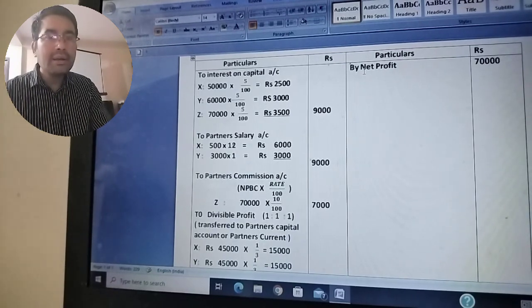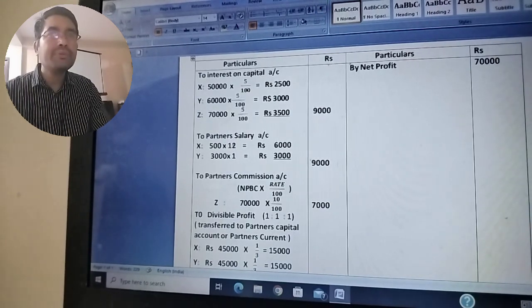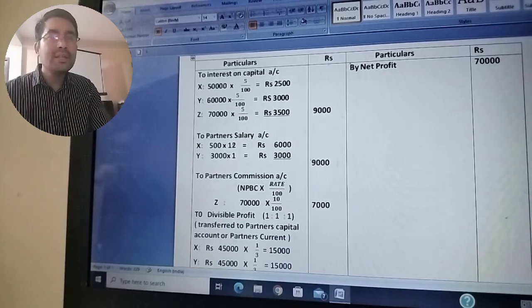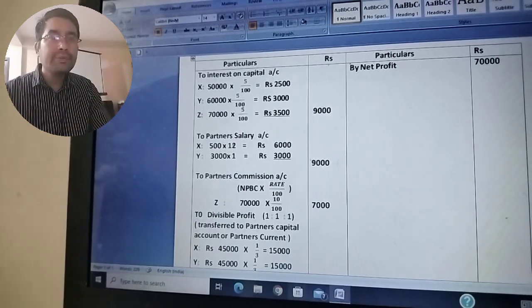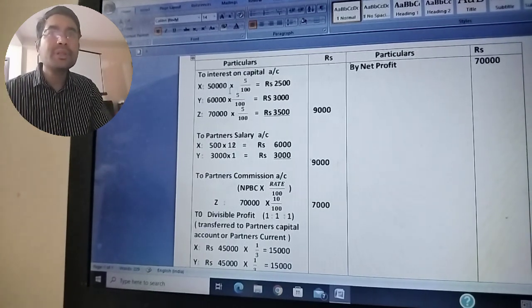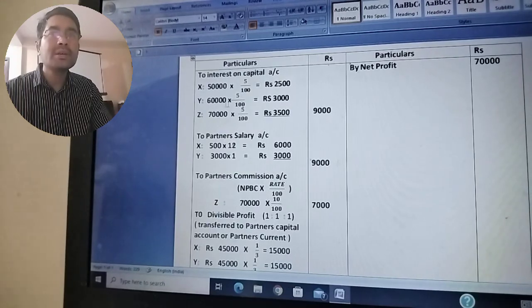So at the end I want to explain once more. First, bring the net profit. If there is interest on drawings, you have to write interest on drawings. On the debit side, there is information regarding interest on capital at the rate of 5%, so I have written interest on capital. X 50,000 at 5% is 2,500, Y 60,000 at 5% is 3,000, Z 70,000 at 5% is 3,500. So altogether you will get 9,000.